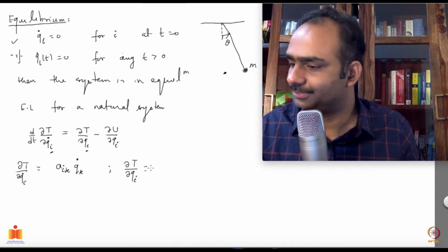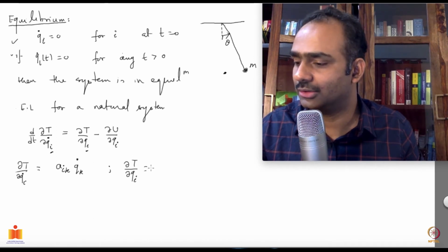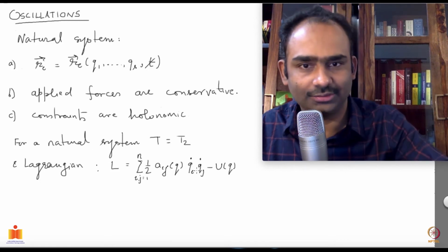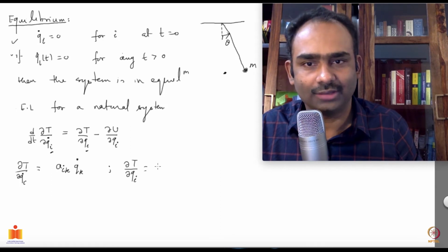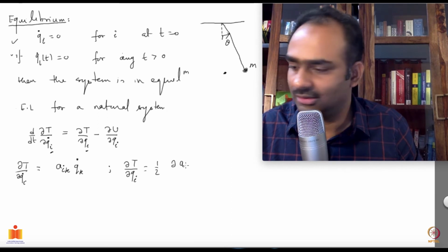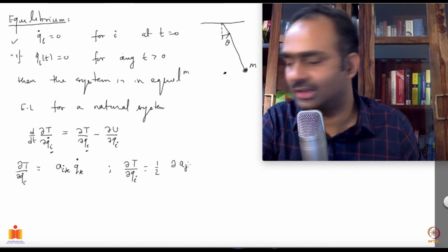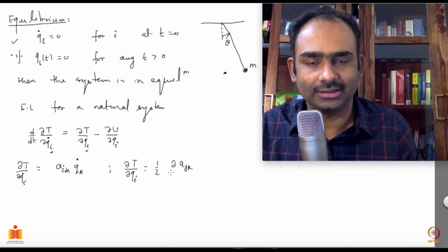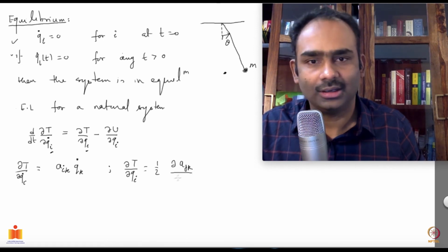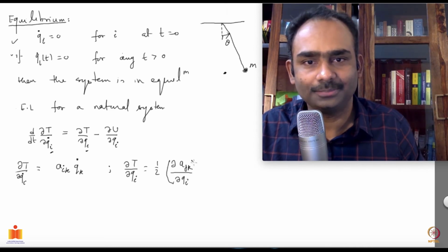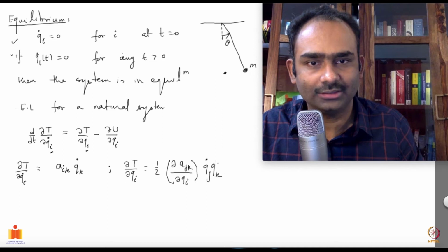Now this is del T over del q i. The q dependence is only in A, and these are the velocities. So if I take a derivative, I get a half del A j k over del q i, I've changed the indices because they are dummy, and it's contracted with q j dot q k dot, right?